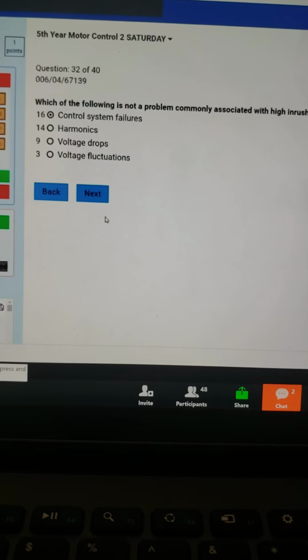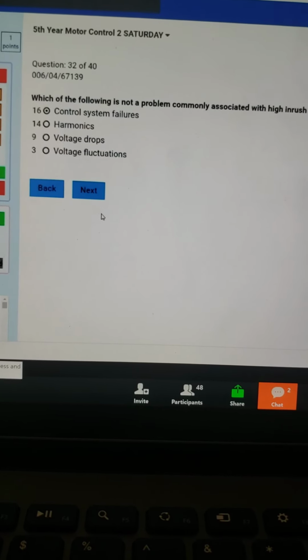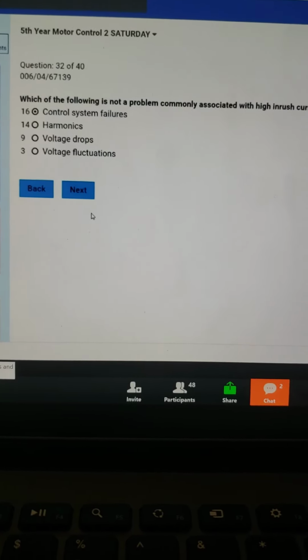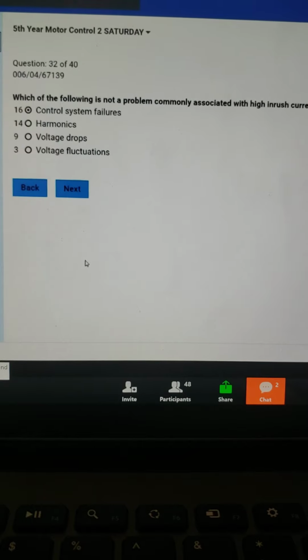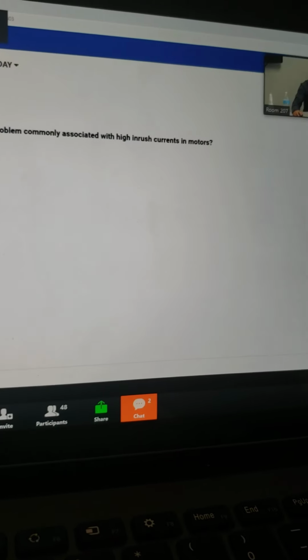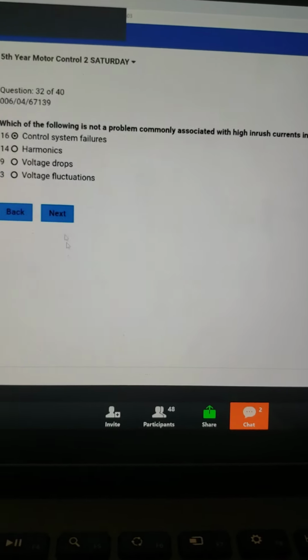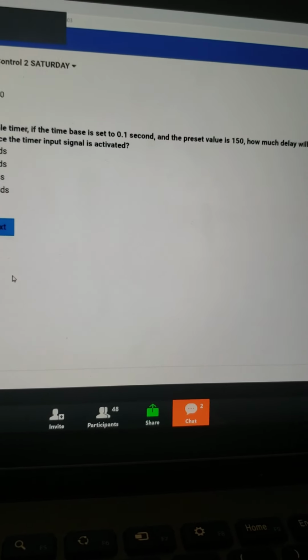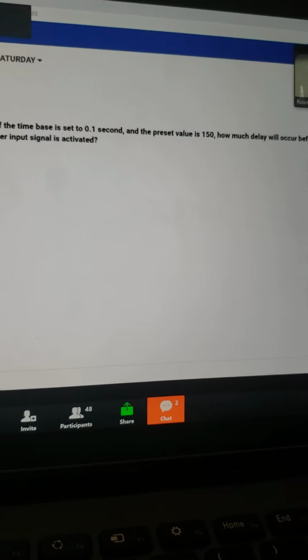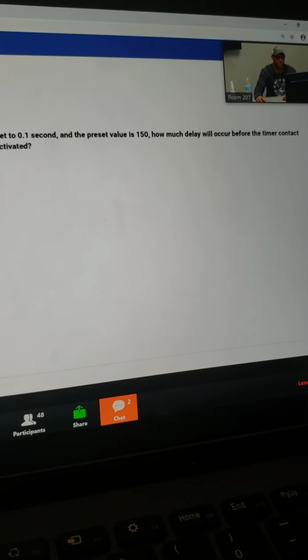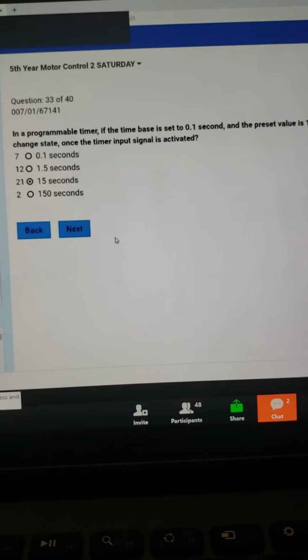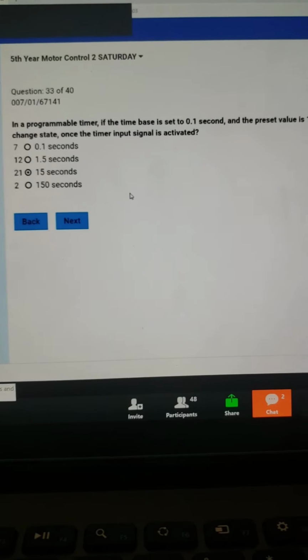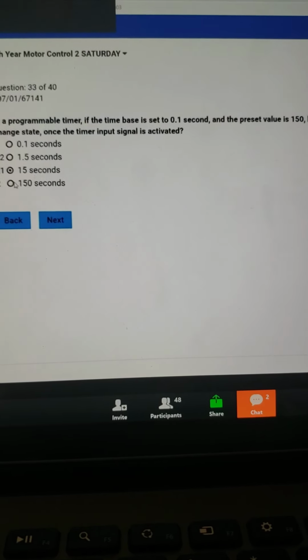Which of the following is not a problem commonly associated with high inrush current in motors? Control system failures. In a programmable timer, the time base is set at 0.1 second and the preset is at 150. How much delay will occur before the timer contact changes state once the timer input signal is activated? 15 seconds.